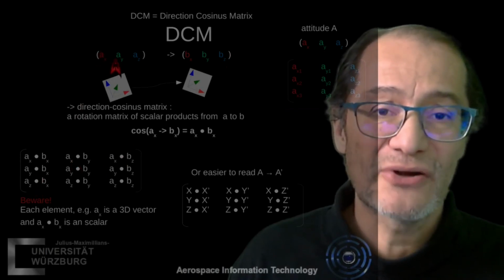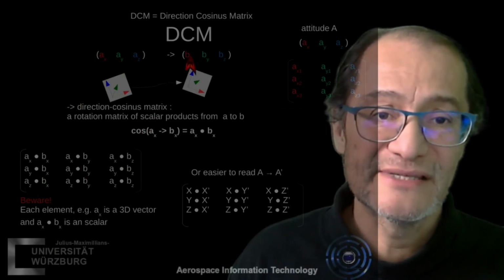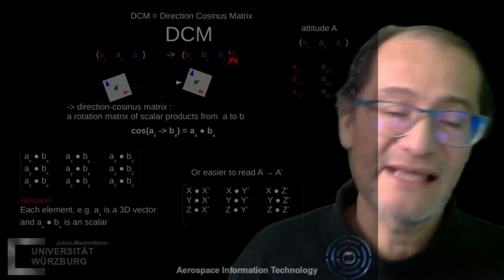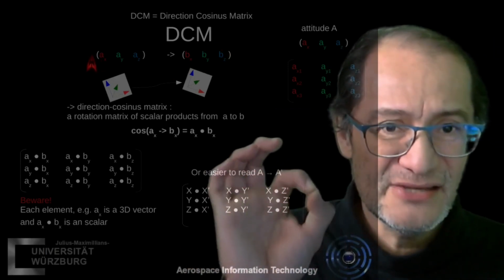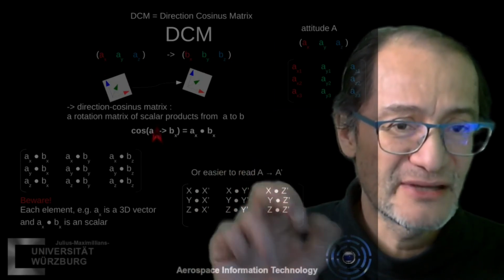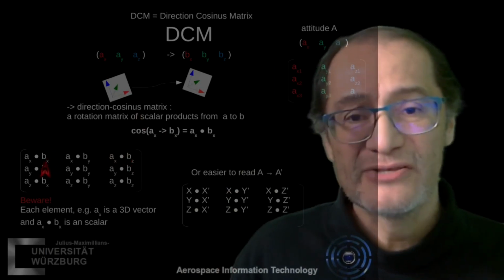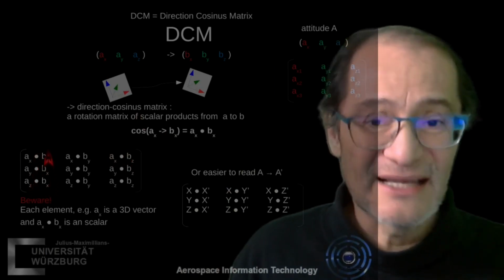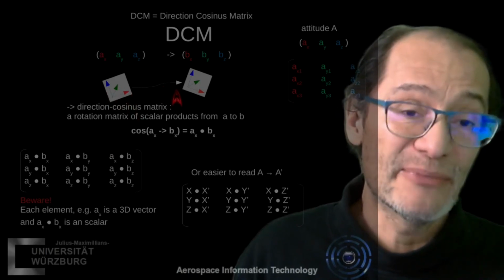And for the next row, we use this with AY times this, and then this, and so on. But please keep in mind, each of these is a three-dimensional vector, and therefore you can do this scalar product, and then you get the cosinus. So you have a matrix of cosinus going from any vector to any vector in any permutation.